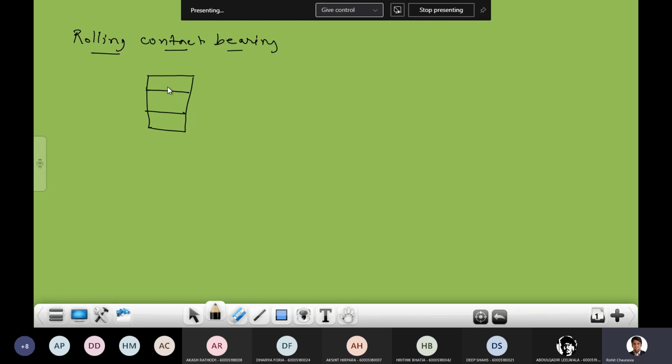If I am using the bearing between this housing part and we have a shaft here, on this shaft we are making the arrangement of the bearing, and this bearing is nothing but the rolling contact bearing. The symbol of the rolling contact bearing is like this. So it permits the relative motion between the two parts. Its example is housing and shaft.